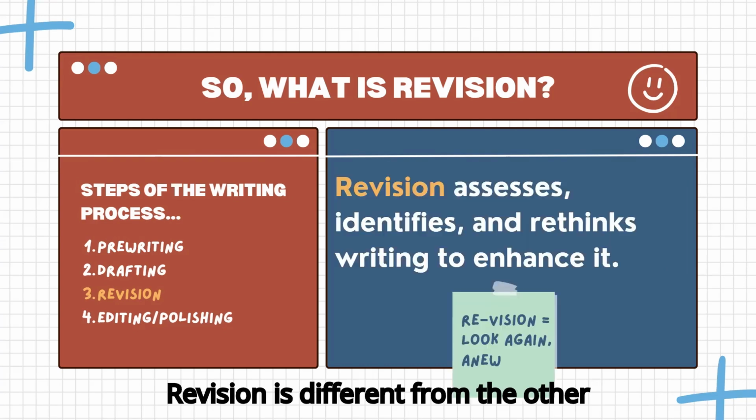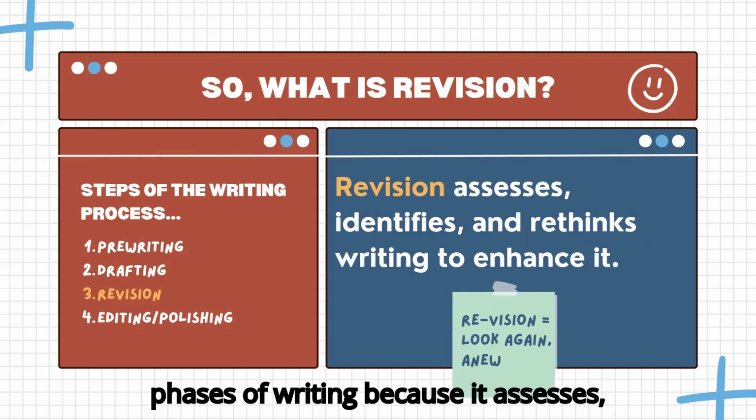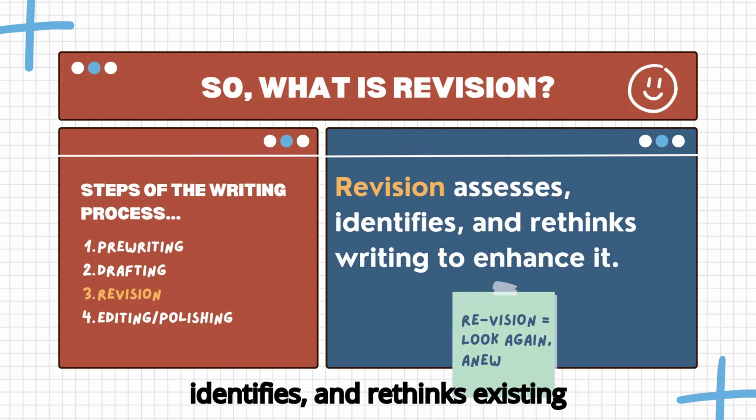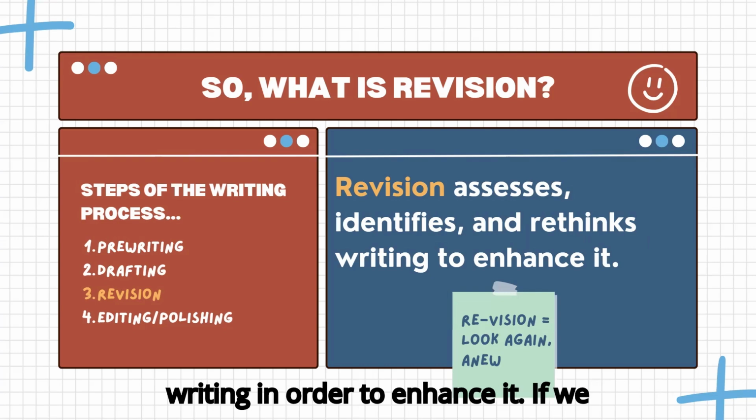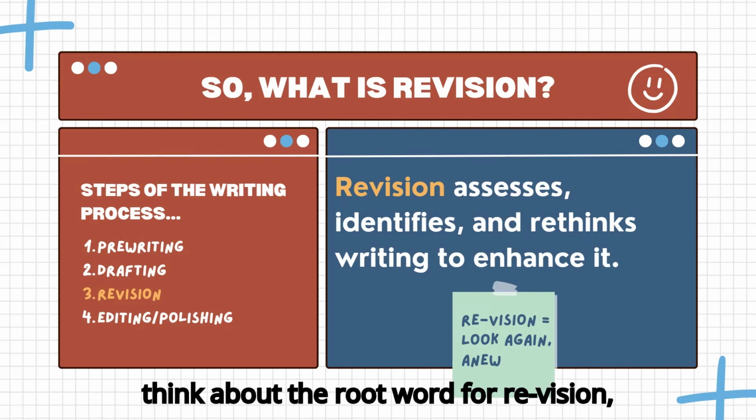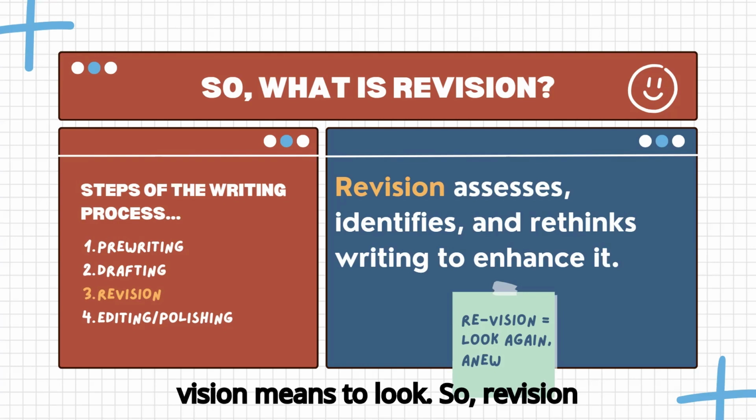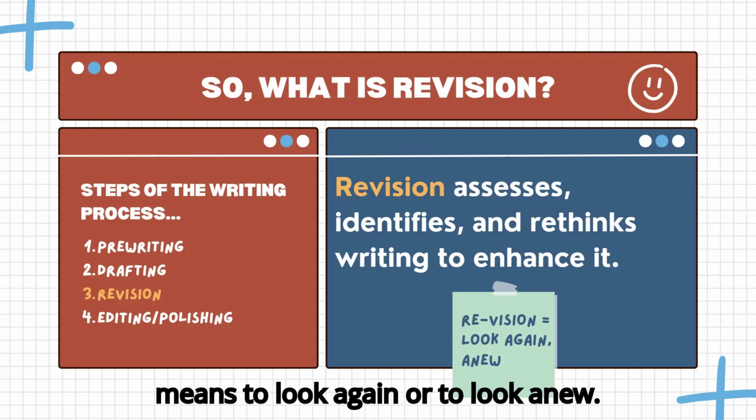Revision is different from the other phases of writing because it assesses, identifies, and rethinks existing writing in order to enhance it. If we think about the root word for revision, vision means to look. So revision means to look again or to look anew.